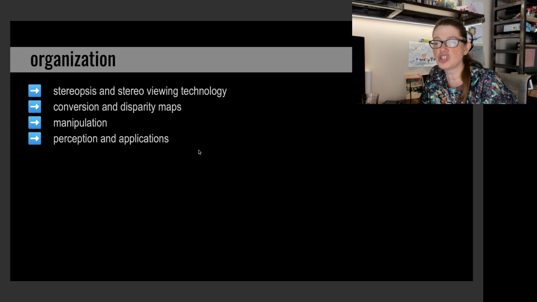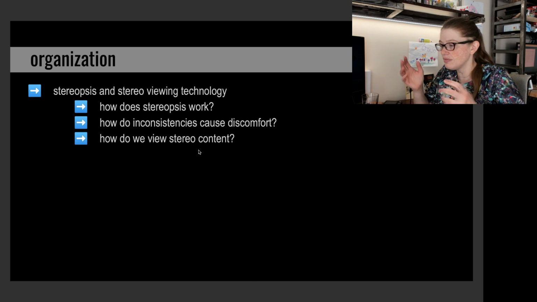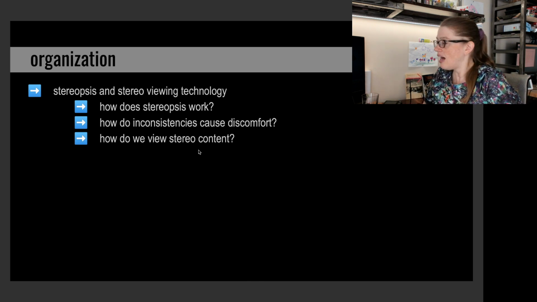And then the final section is talking about perception and applications of stereo 3D. So things like, how does viewing stereo content affect people's motor systems? How does it impact engagement with a game? And applications, what other things can we use stereo 3D for other than watching movies? And what kind of impact does that have on our viewers? So again, these last slides just go into greater detail about those different things.